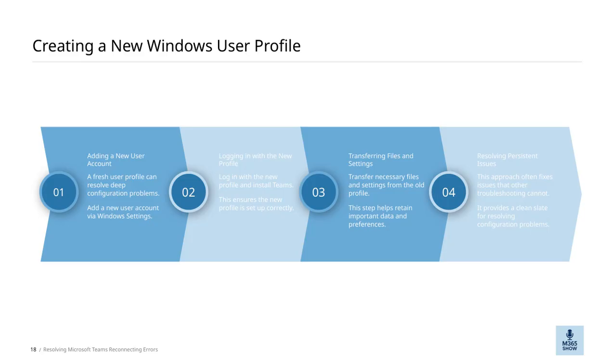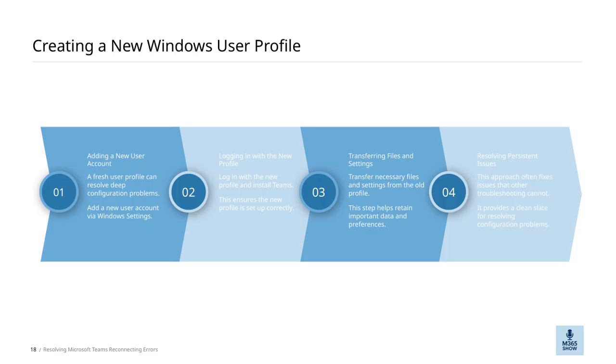Creating a new Windows user profile can be a really effective way to resolve some of the deeper configuration issues we might encounter. Sometimes, these problems are tied to the user profile itself, and starting fresh can make a big difference. To do this, you add a new user account through Windows Settings, which is straightforward and quick. Once you've created the new account, you log in with that profile and install Teams there.